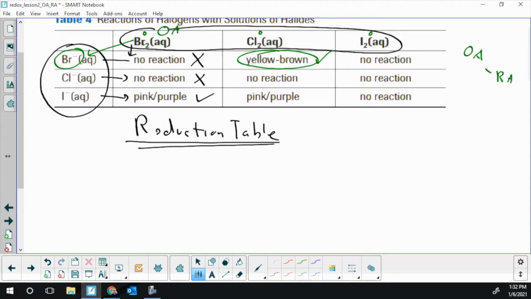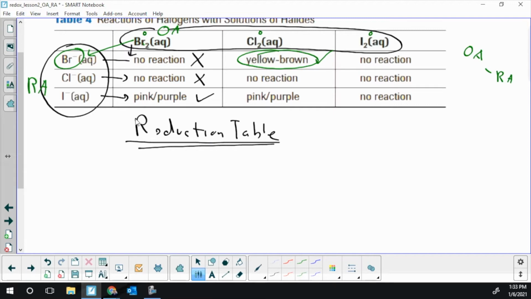And all of the top columns are all OAs. All of these guys are reducing agents. They're the result of the electrons being gained. Now, sometimes the top is OAs and sometimes the top is RAs, but they'll always be the same type. So bromine, Br2, Cl2, I2, all of those will always be the same type of agent. So they're all OAs.